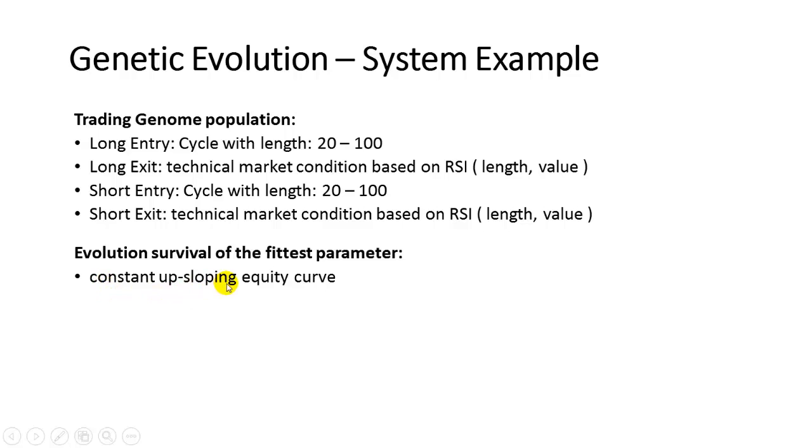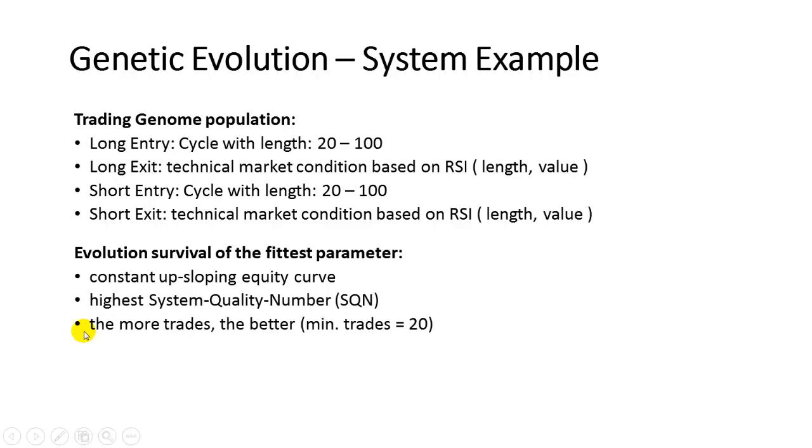We want a constant upsloping equity curve. In addition to that, we favor the highest System Quality Number, SQN. And the more trades, the better. So we want a minimum of 20 trades here. Everything below 20 will not be counted.